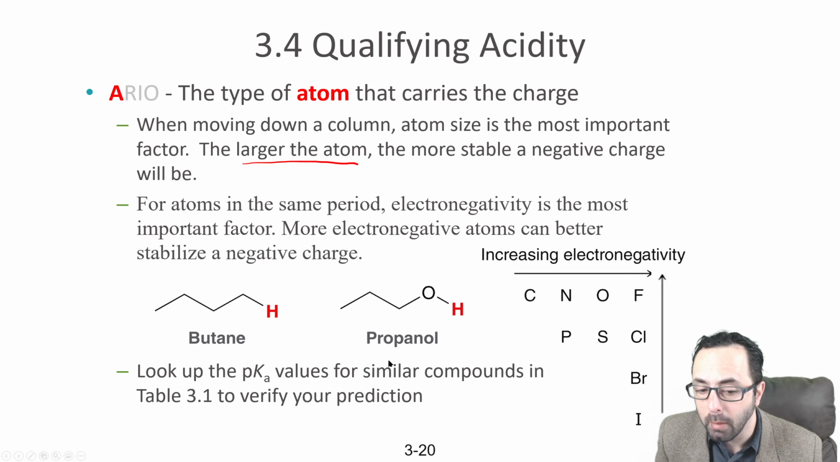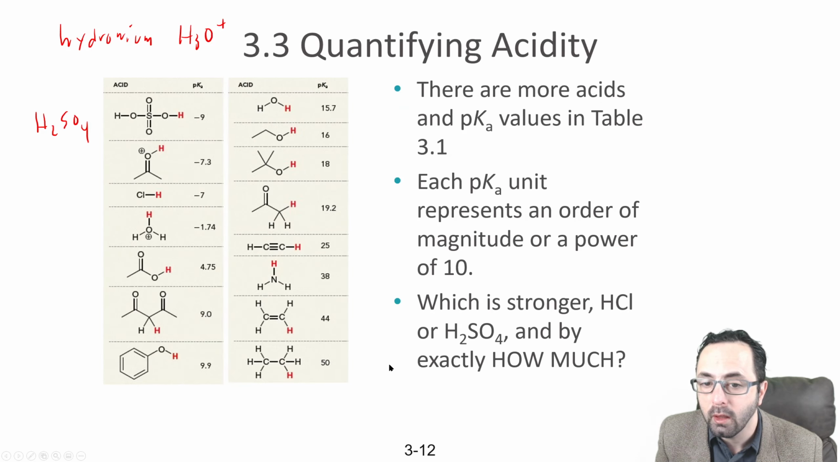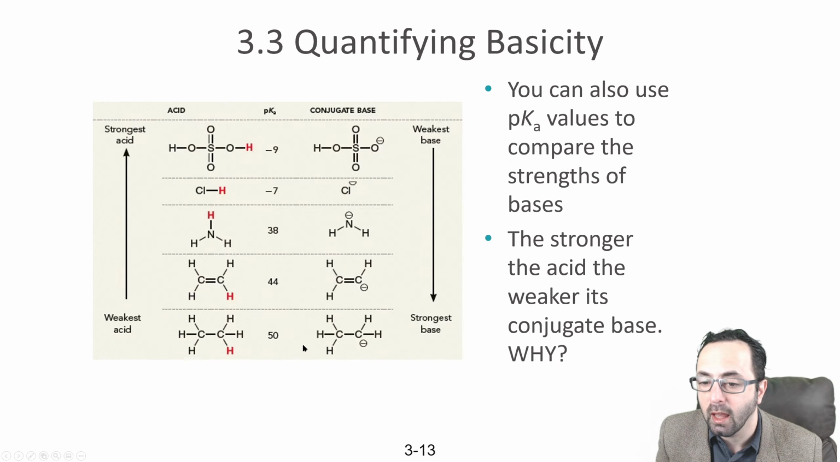And if we look back at table 3.1, we will see that that is indeed the case. When we look at the relative stability of acids, we will see that an alcohol, like this one, is much more acidic than an alkane. The reason behind that is that the oxygen can stabilize the negative charge on the conjugate base much better than the carbon can.